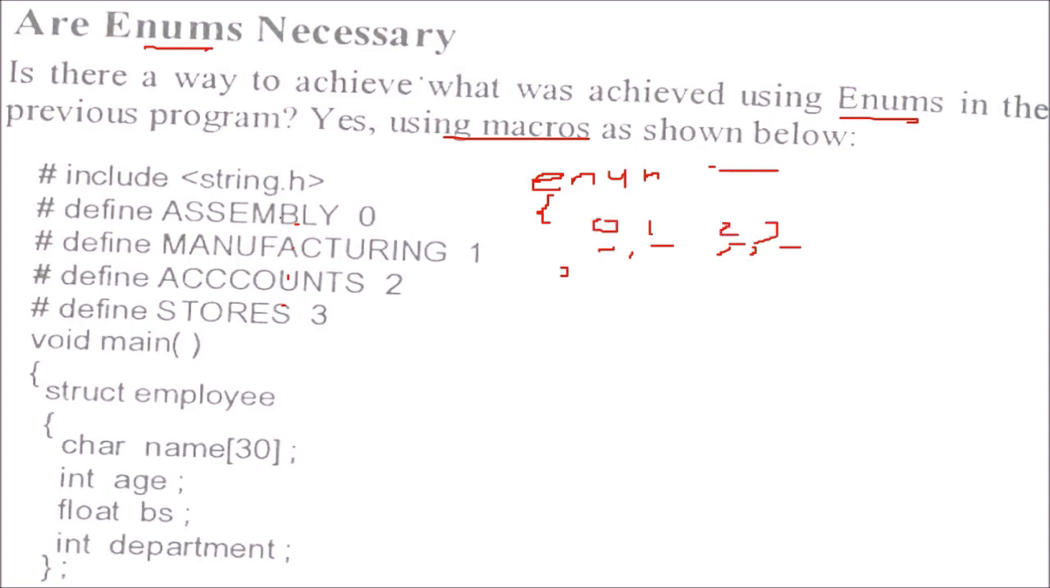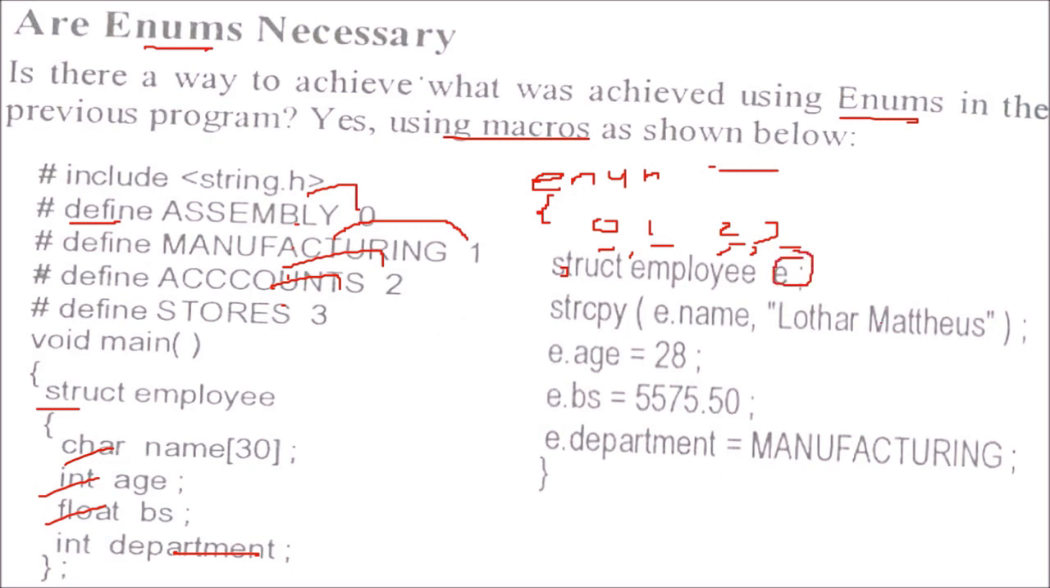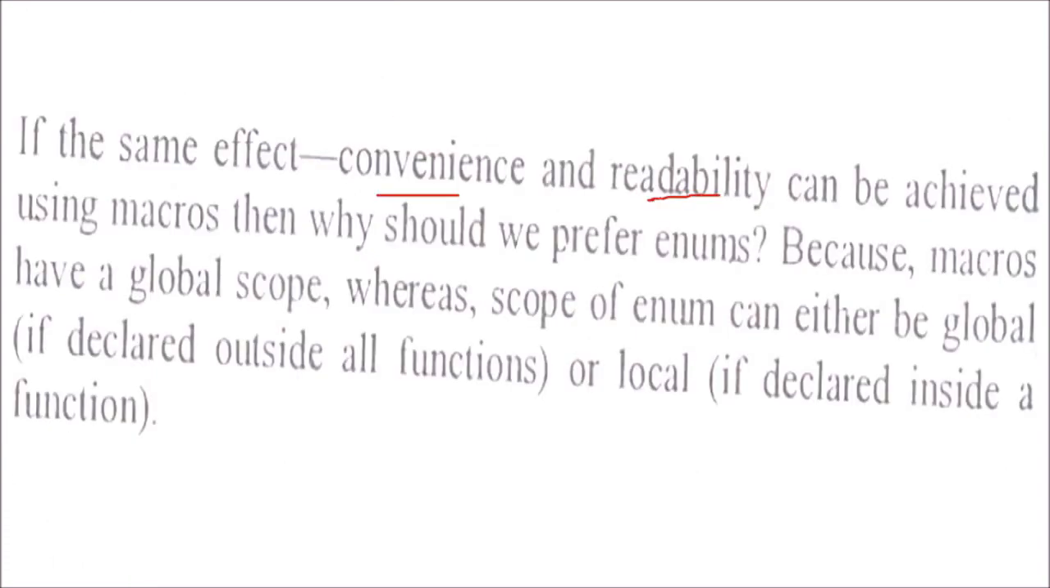Now we are doing the same stuff using macros. So we have #define assembly 0, manufacturing 1, accounts 2, stores 3. We have created a structure here with name, age and basic salary with the department. Now we have created a structure variable. We have assigned various values. And again, e.department is being assigned the value of manufacturing, and this manufacturing is defined as a macro as 1. So the functioning remains the same. With the same effect, the convenience and readability can be achieved using macros also.